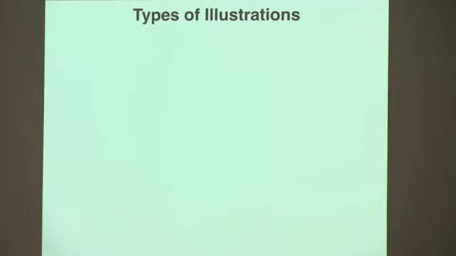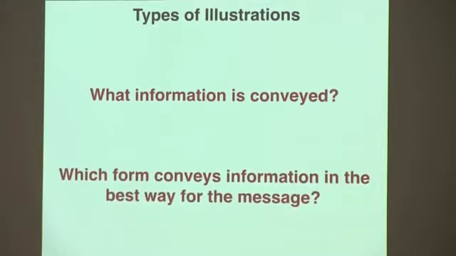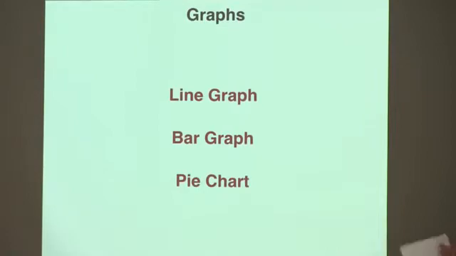Okay, let's talk about types of illustration, and what type of information is conveyed this way. You have to decide as a writer which form conveys information in the best way for the message that you're trying to send. So let's talk about graphs. Let's talk about these three. I think the most appropriate way to do this is to actually make a table, so we're going to come over here to the board again and make a table of the different types of illustrations.